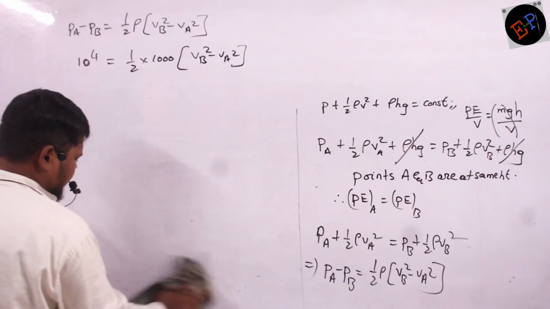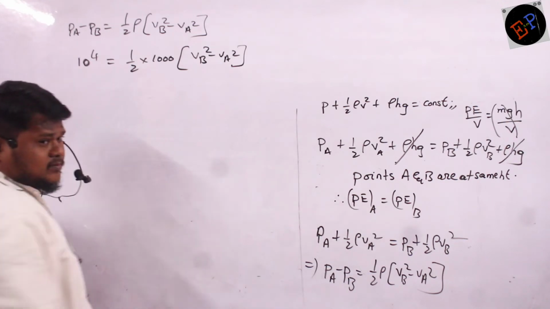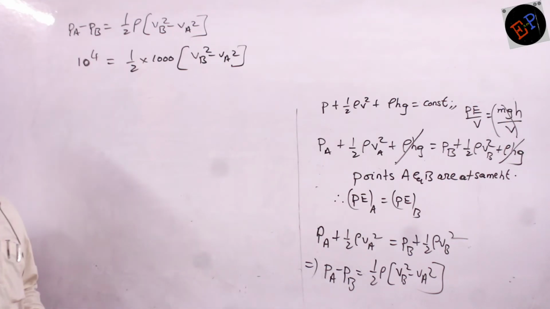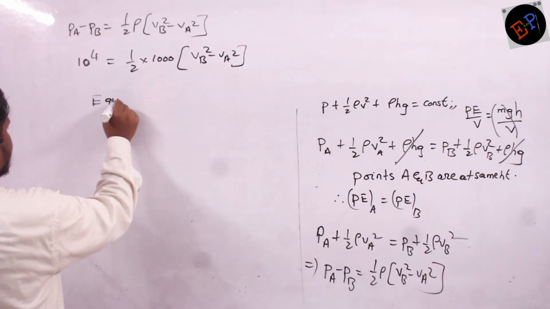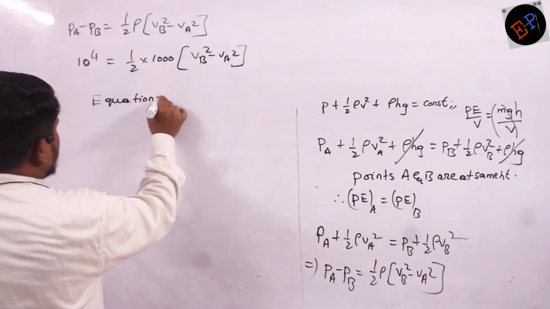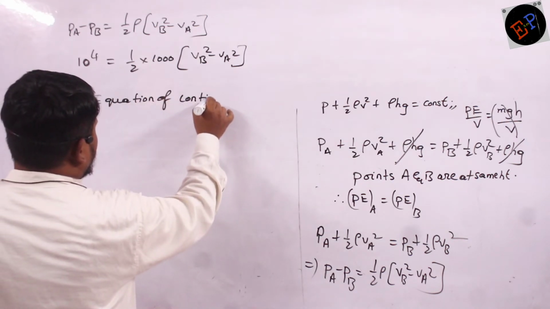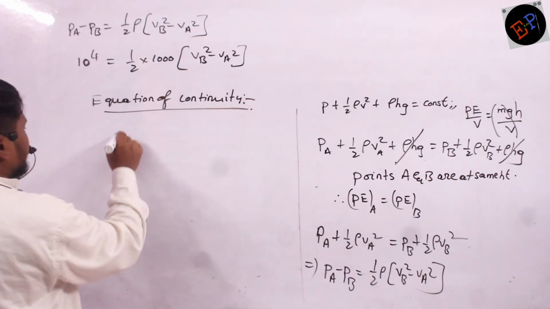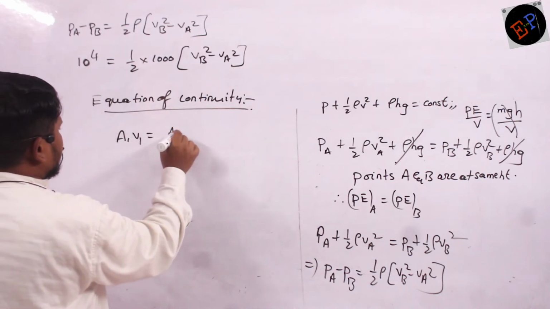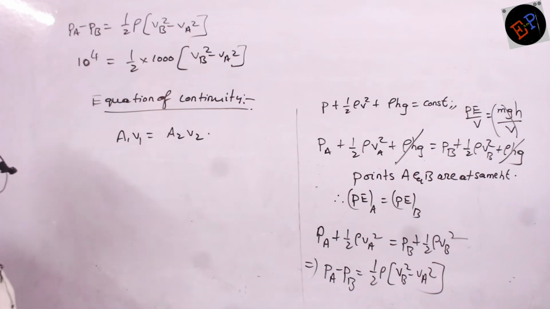So, are the velocities given? They are not given, no? So how can I calculate them? I will use one thing: the equation of continuity. What is the equation of continuity? It is nothing but A1 V1 is equal to A2 V2. This is the equation of continuity.